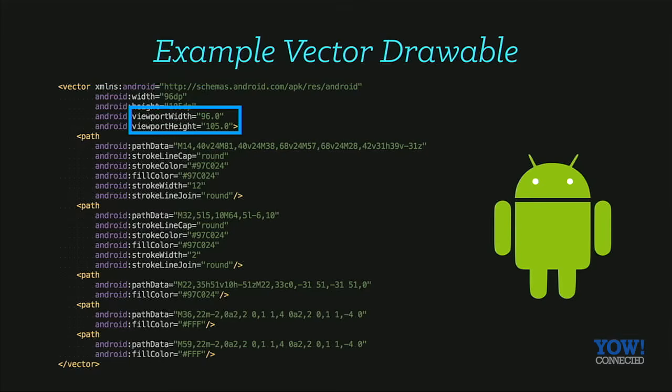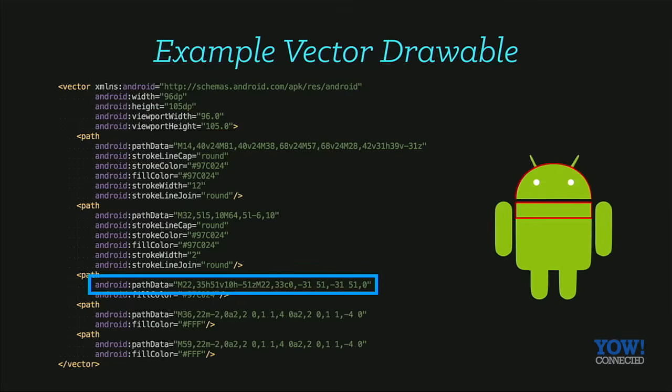The next section that we have here specifies a viewport width and a viewport height. This is actually different. This is the space in which all the following draw commands, the path commands inside the vector drawable file operate. It just so happens that in this particular example, it matches exactly with the width and the height that are specified just before it, but there's no reason why they have to be the same.